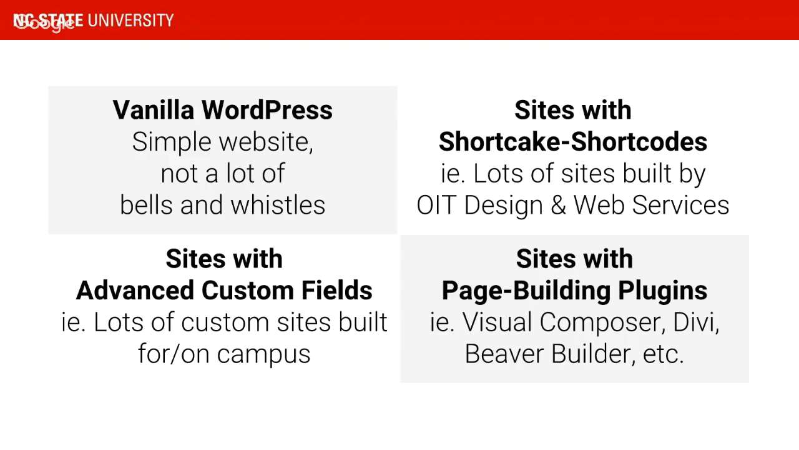So, given 4 general categories of how your site might be set up: vanilla WordPress with not much going on. A lot of people on campus, especially on the sites that we build, are using shortcodes with Shortcake to make that happen. A lot of other people might be using Advanced Custom Fields. And there are other people using things like Visual Composer or Divi that are radically editing the page editing experience.